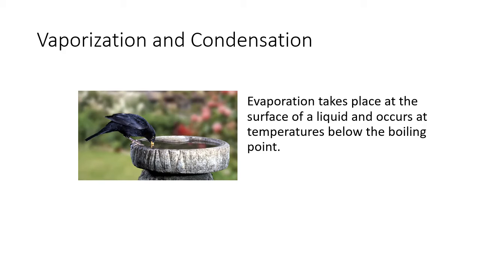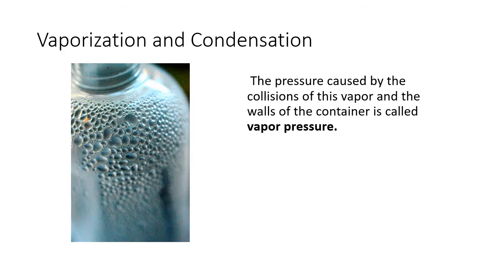The greater the surface area of the container, the faster the water evaporates. Evaporation takes place at the surface of a liquid and occurs at temperatures below boiling point. When water evaporates in a closed container, water vapor collects above the liquid. The pressure is caused by the collision of the vapor and the walls of the container. This is called vapor pressure.